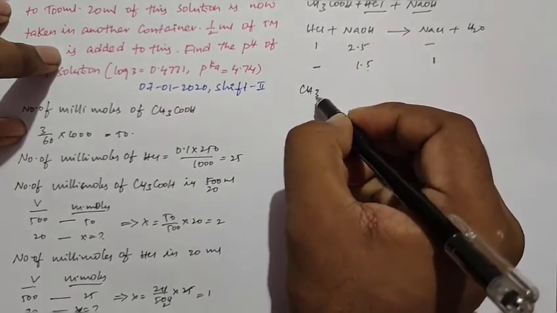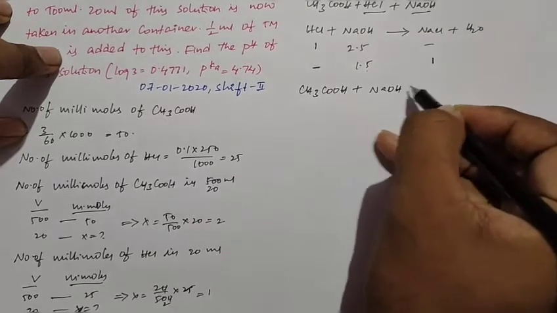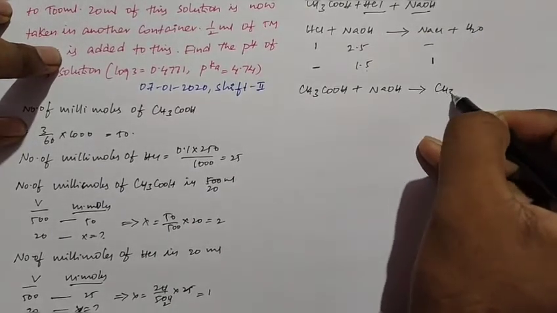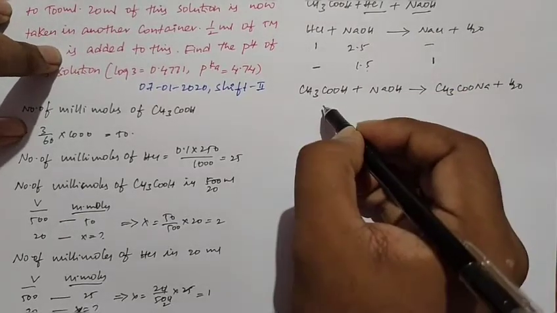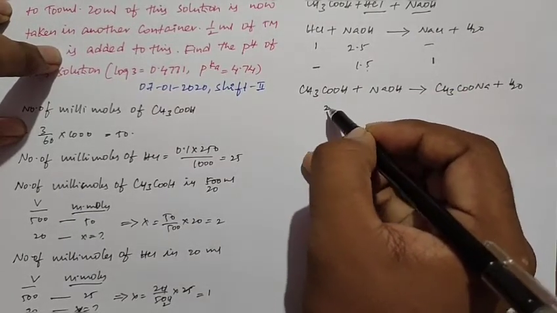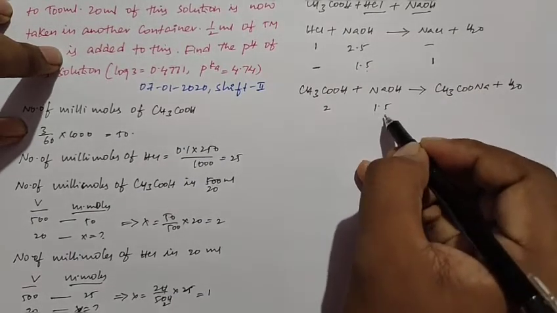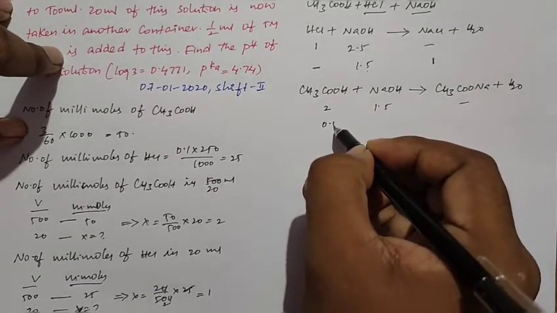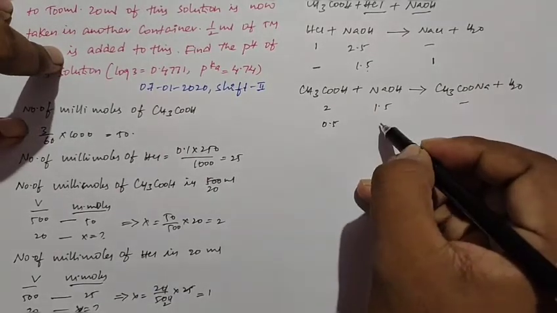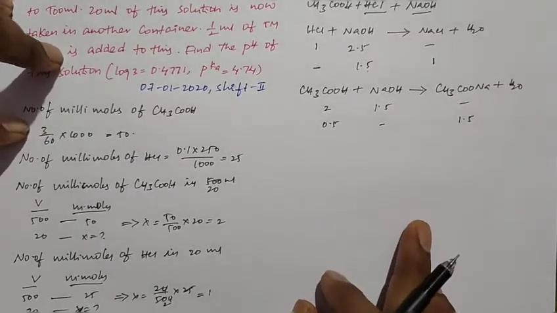CH3COOH plus NaOH gives CH3COONa plus H2O. Here the number of millimoles of acetic acid is 2 and NaOH is 1.5. Here NaOH acts as the limiting reagent. So 0.5 millimole of acetic acid is remaining, and 1.5 millimoles of sodium acetate is formed.